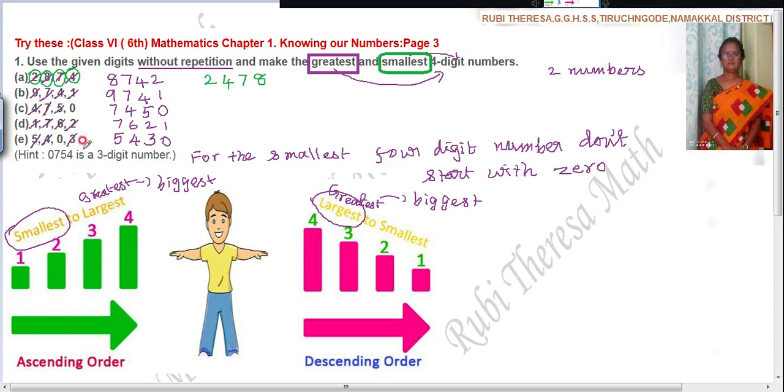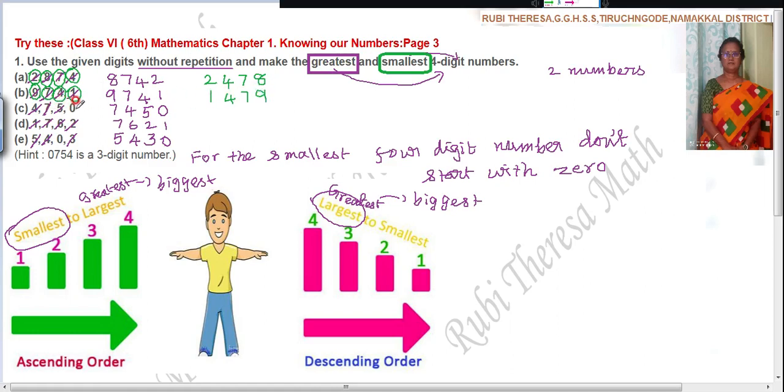Is it okay? Next. Which one is the smallest? 1. Next one is what? 4. Next one is what? 7. Next one is 9. Is it okay? Will you be able to do the problem correctly? Do you follow?